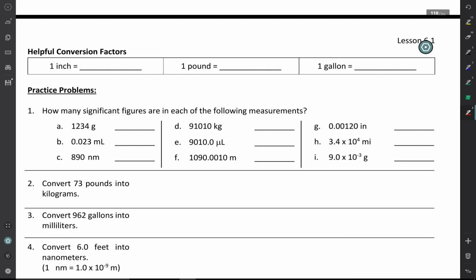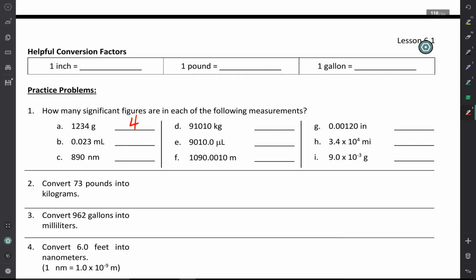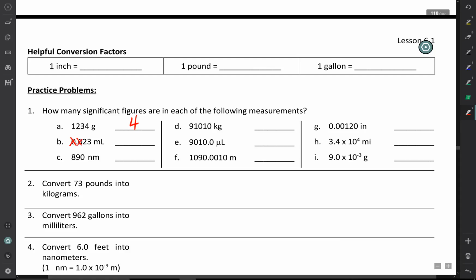I'm going to walk through questions 1A through C with you. For question 1A, I'm trying to figure out how many significant figures are in the measurement 1,234 grams. I don't see the number 0, and that's really the only digit that causes any trouble. So I'd say there are 4 significant figures in this measurement. If I look at letter B, I've got 0.023 milliliters. Zeros that are to the left of non-zero digits are not significant. So these 2 zeros are insignificant, leaving us with just 2 significant figures.